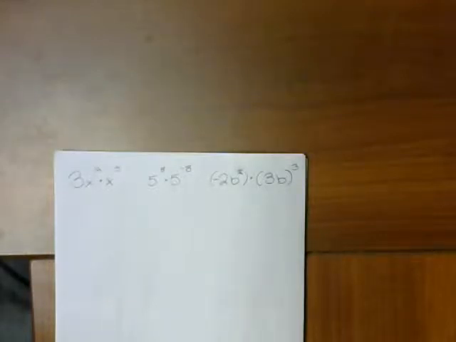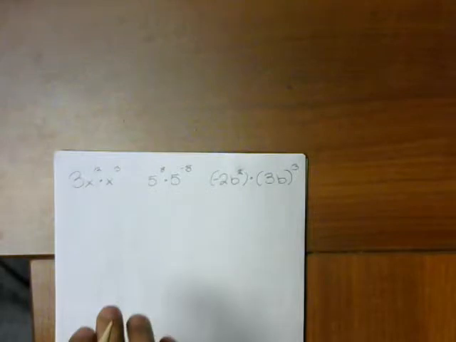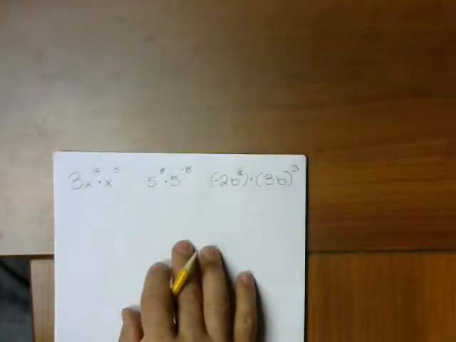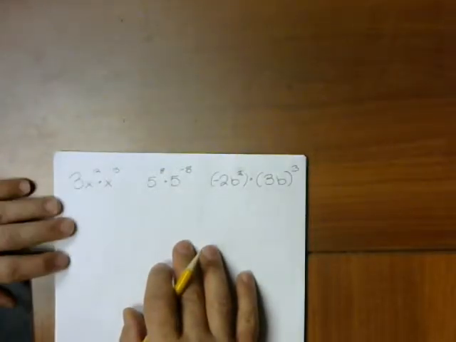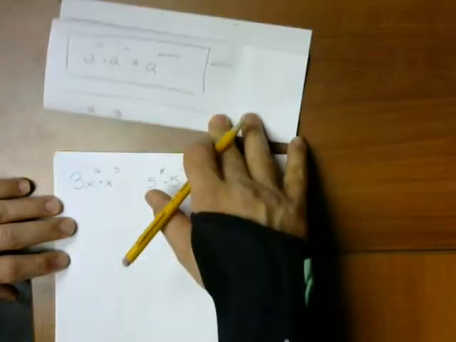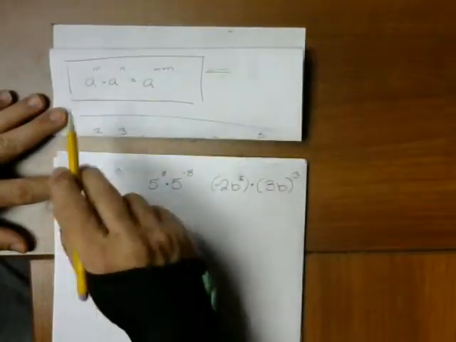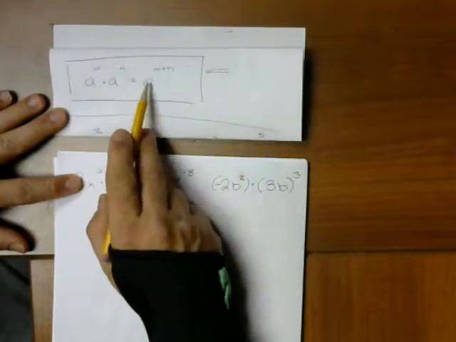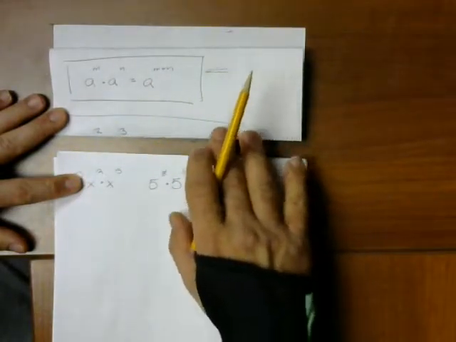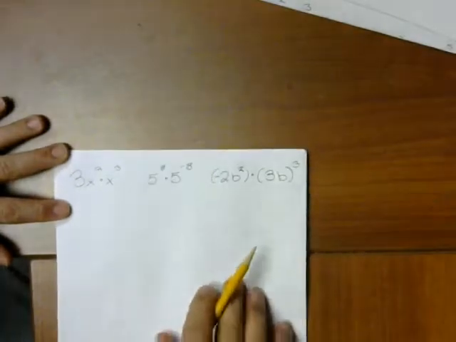Okay, now what we're going to try and do is simplify some expressions using the power rule that we just learned. So what was that power rule? Well, I have it right here. It said that a to the m times a to the n is equal to a to the m plus n. So let's see how we can apply that here.